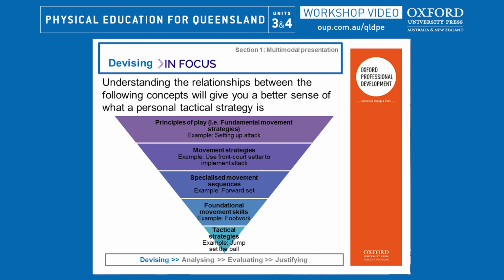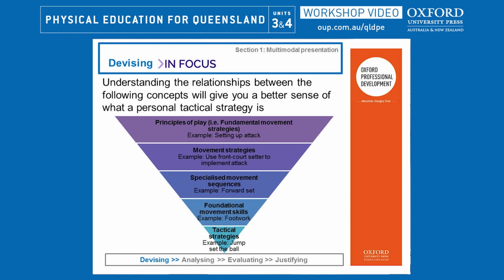They're in the syllabus. In order to achieve these goals, we use movement strategies. For example, this is straight from the syllabus, use front court setter to implement attack. In order to achieve the movement strategies, we use specialised movement sequences, the special skills that are specific to the game that they're playing. For example, a forward set. The foundational movement skills like footwork help us to carry out the specialised movement sequences. The way we do these specialised movement sequences is our tactical strategy.